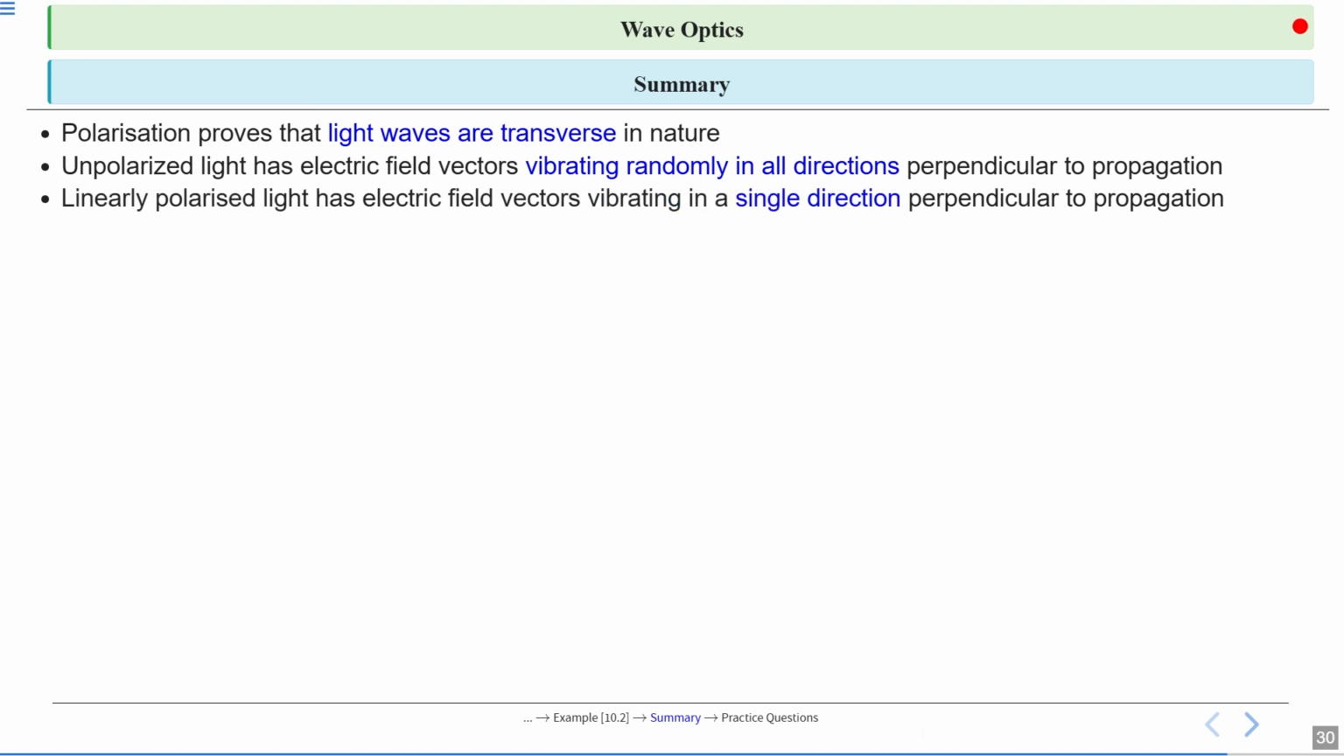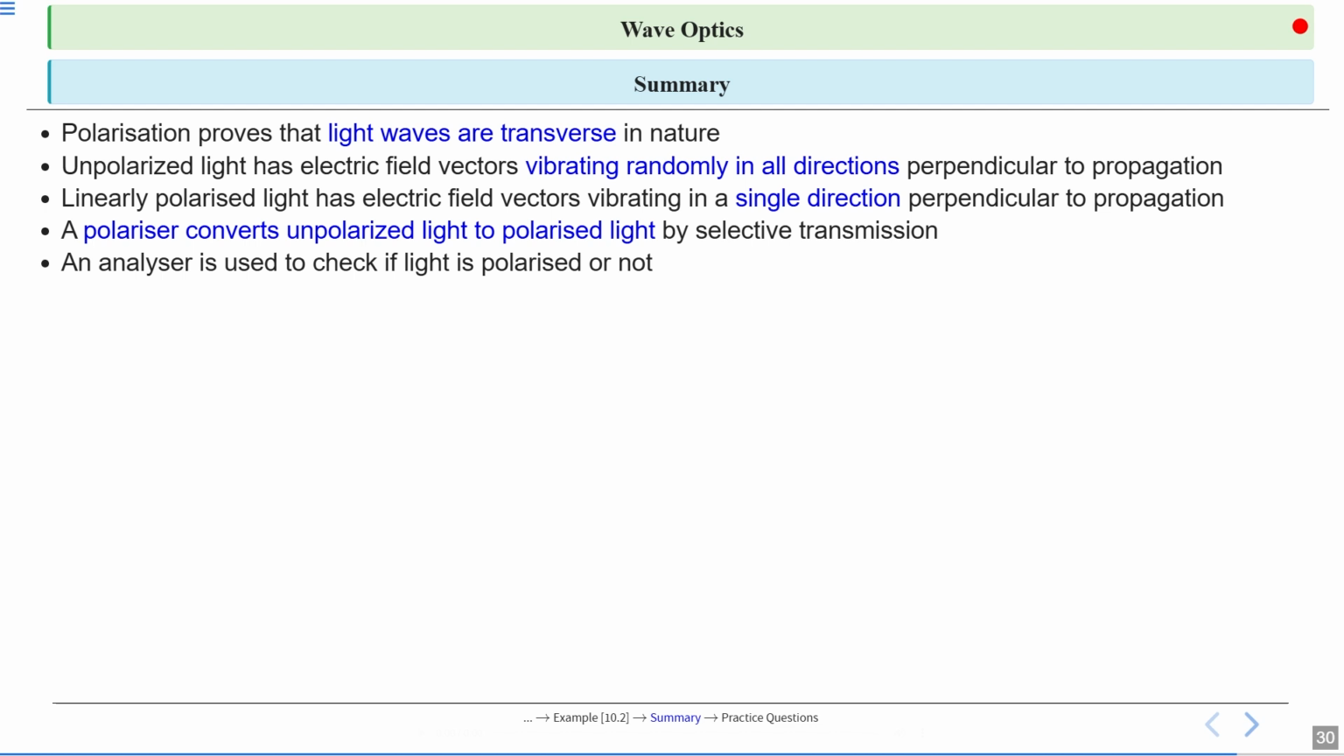Linearly polarized light: in this case, the electric field vector vibrates in a single direction perpendicular to the direction of propagation. This uniformity in direction is what characterizes polarized light and is essential for various optical applications. Introducing the polarizer, which is a device that converts unpolarized light into polarized light through selective transmission, by allowing only certain orientations of the electric field vector to pass through. A polarizer effectively filters the light, creating a more uniform wave.